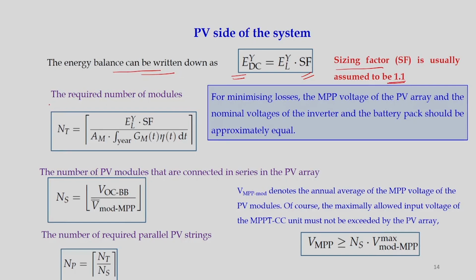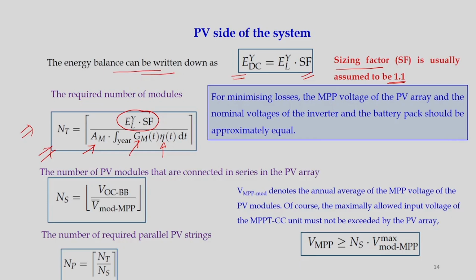So, we can calculate the number of modules required straight away if we know these values. We know the area of the module, the amount of solar radiation falling, and the efficiency of the module, then we can calculate the number of modules required.